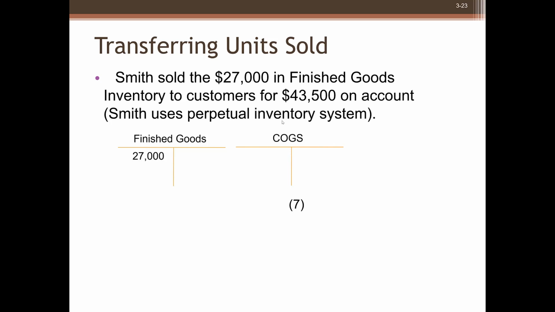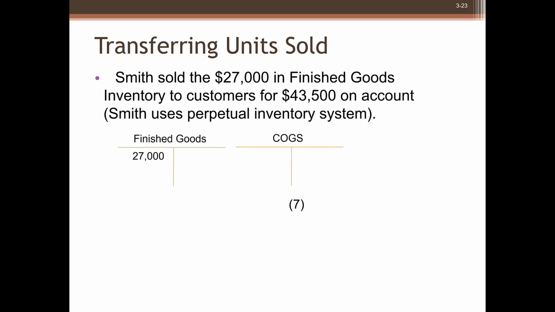For perpetual inventory system, if the company has sold products, we will recognize two journal entries. One is to recognize sales. Second is to recognize decrease of inventory and increase of cost of goods sold. But in a periodic inventory system, the company will only need to recognize one journal entry, sales, and not recognize decrease of inventory or increase of cost of goods sold. So here, Smith uses a perpetual inventory system, and for a sale transaction, we will make two journal entries.